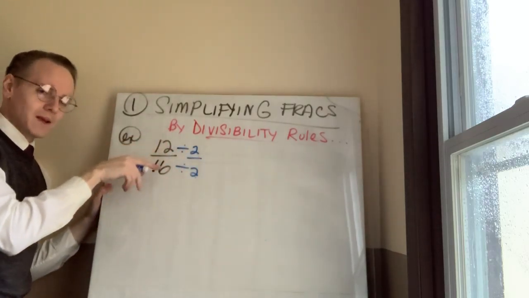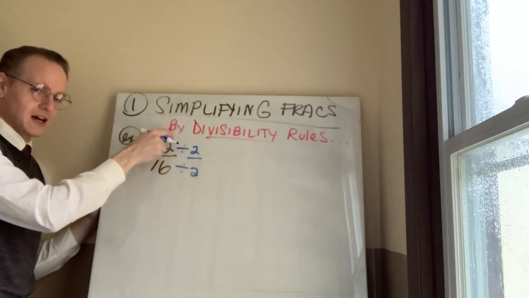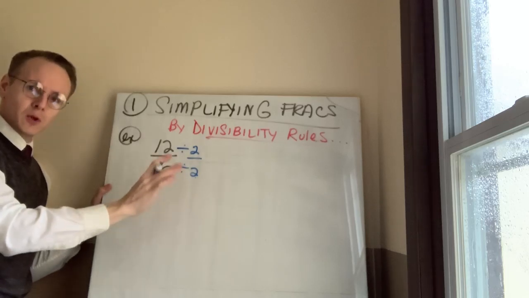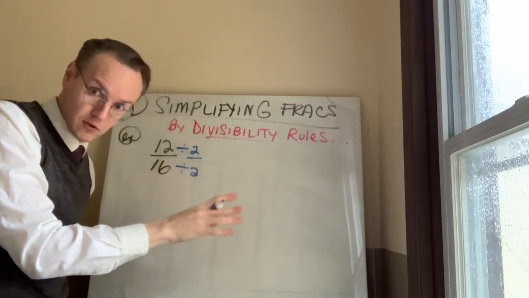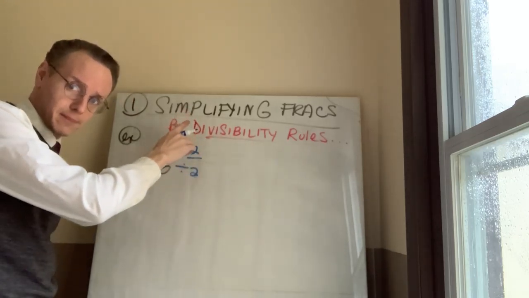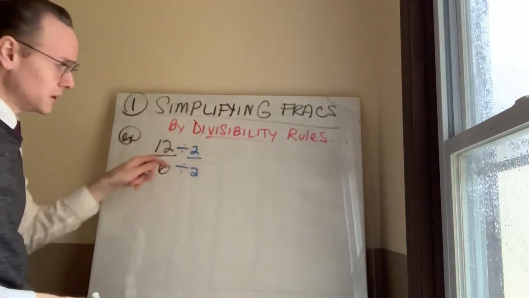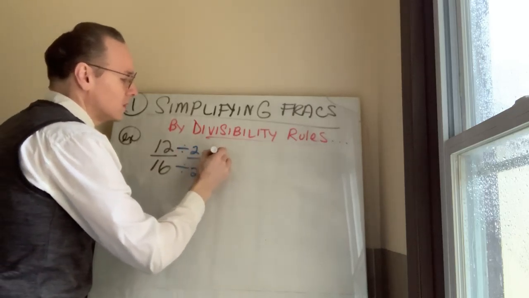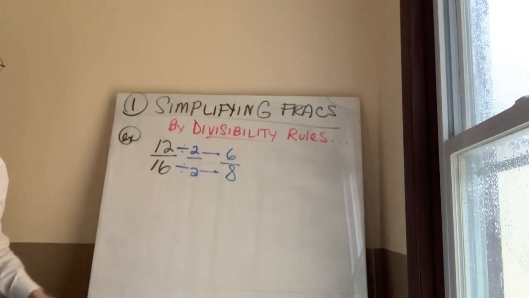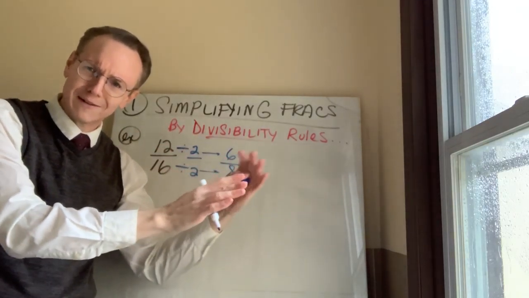Incidentally, what makes this process legal is the consistency. Whatever you do to the top number, do to the bottom number. As I'm often fond of saying, you can get away with murder in math as long as you're consistent. Whatever you do to the left side of an equation, do to the right side. Whatever you do to the top of a fraction, do to the bottom of a fraction. Consistency is what makes things legal. So 12 divided by 2 is 6. 16 divided by 2 is 8. All right. And you have reduced this fraction to something a little bit closer to being simplified, but not completely.